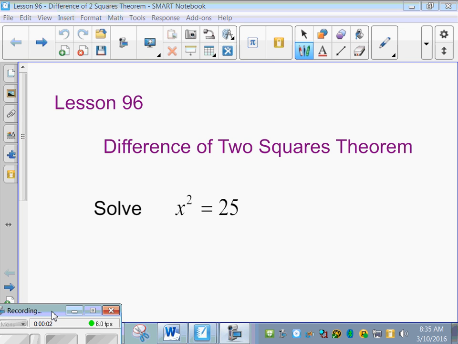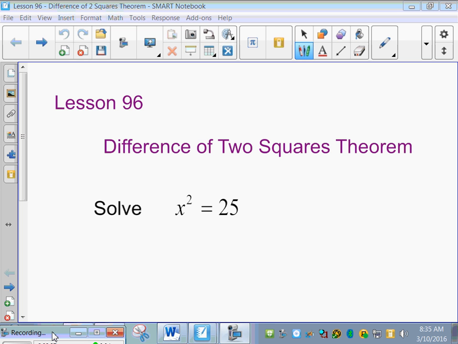Lesson 96, difference of two squares theorem. So first of all, you guys, there are two ways to solve these problems. One of the ways right here, actually anyone know one of the ways to solve x squared equals 25, Drew? Okay, subtract 25. That is one way. What's the other way?